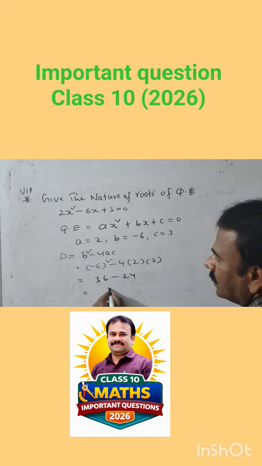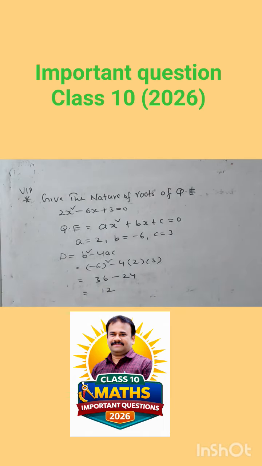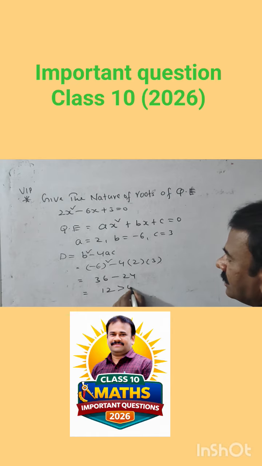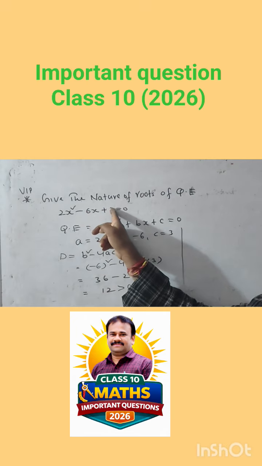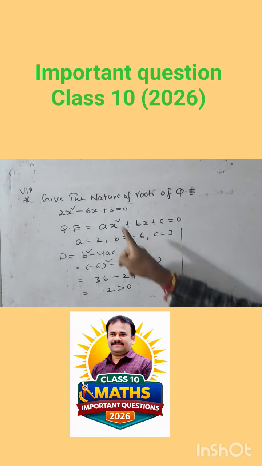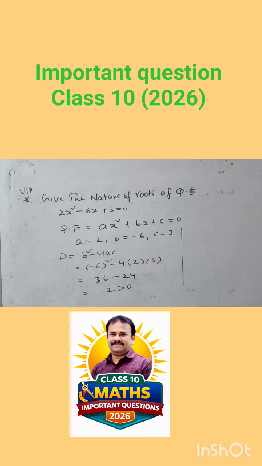36 − 24 is 12. We got the discriminant as 12. That means 12 is greater than 0. That means the given quadratic equation has two roots, which are distinct and real roots.